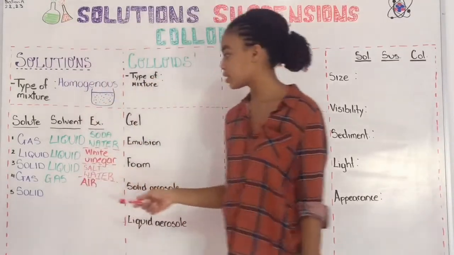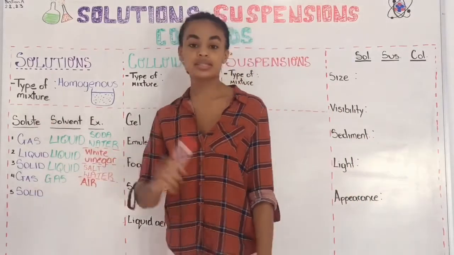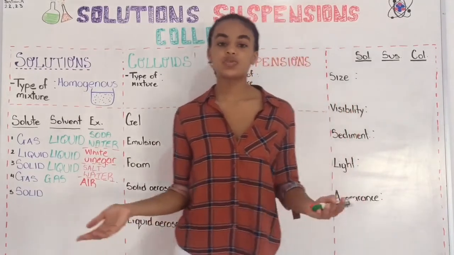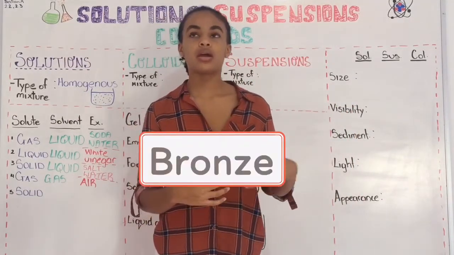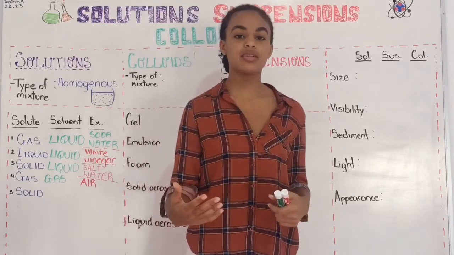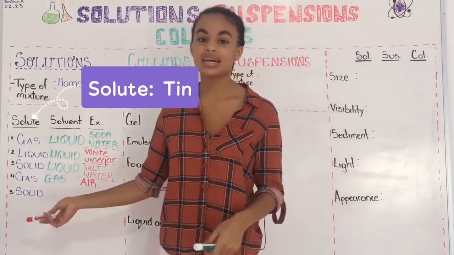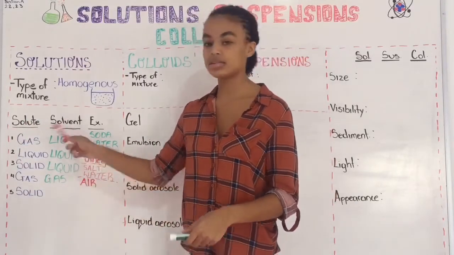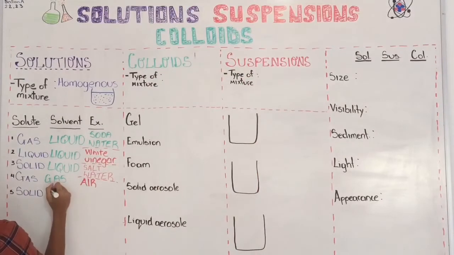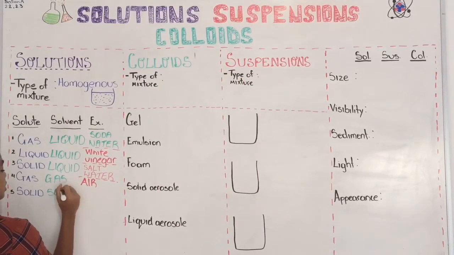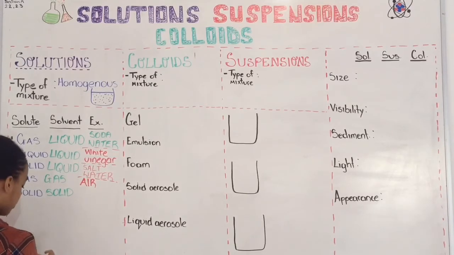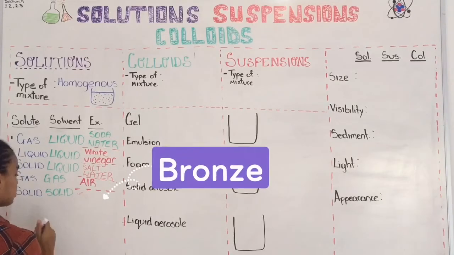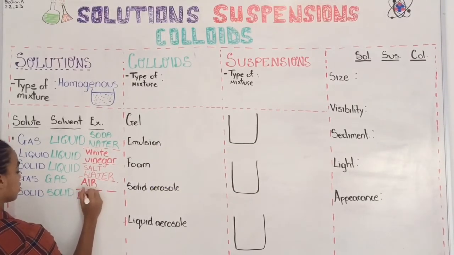The last example that we're going to look at is solid acting as a solute and solid acting as a solvent. An example of this would be bronze, where tin is being dissolved in some copper. So tin is acting as the solid solute and copper is acting as the solid solvent. So we have solid as a solute and a solid as a solvent. And our example here is bronze. Tin being dissolved in copper.